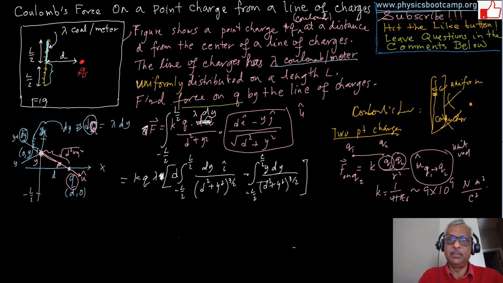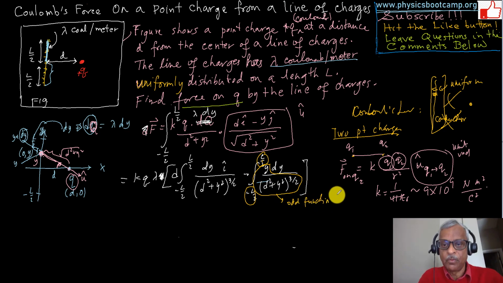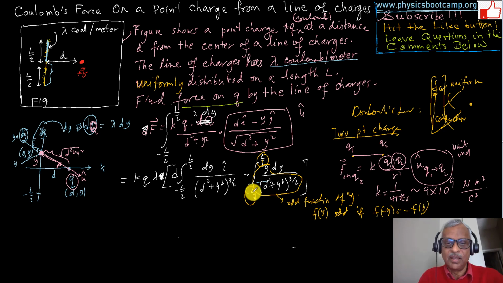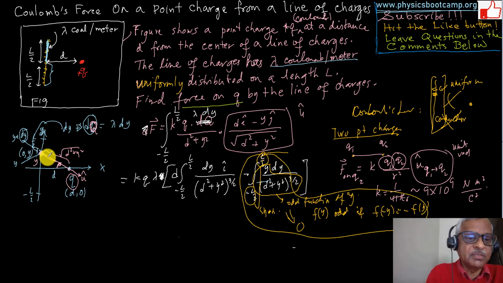Now notice right away that this limit is symmetric, but the integrand is actually an odd function of y. What does odd function mean? f of y is odd if f of minus y is minus f of y, and you have symmetric limits. That will mean this integral will be 0. So this will be 0. There will be no y components, and you can already see that from the symmetry.